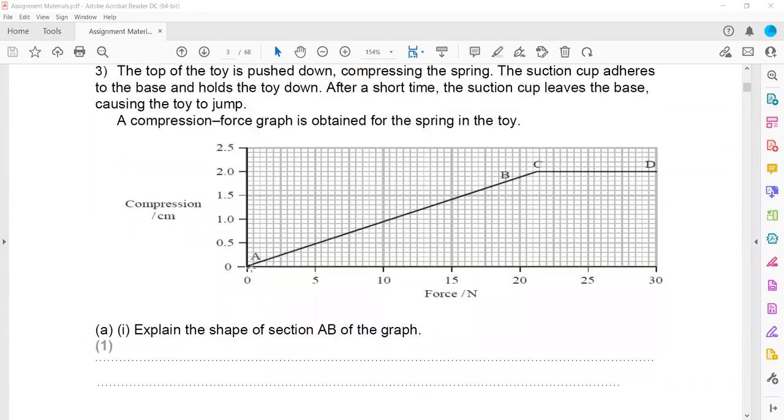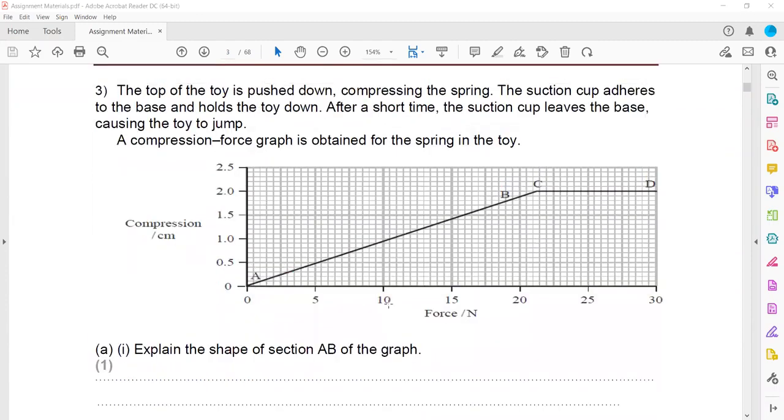Explain the shape of section AB. So what is section AB? Section AB shows that when we are increasing our force, compression is also increasing. In this region it is a straight line passing through the origin. So we can mention that force is proportional to compression, or the material or object is obeying Hooke's law. So in this region, as it is a straight line passing through the origin, force and compression are directly proportional.